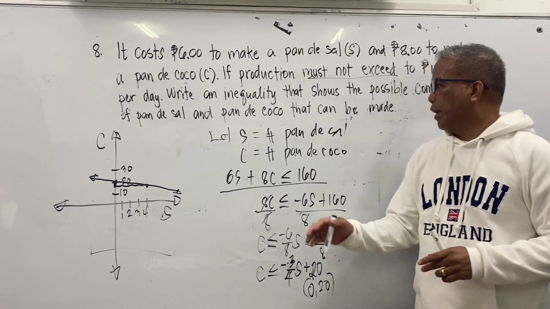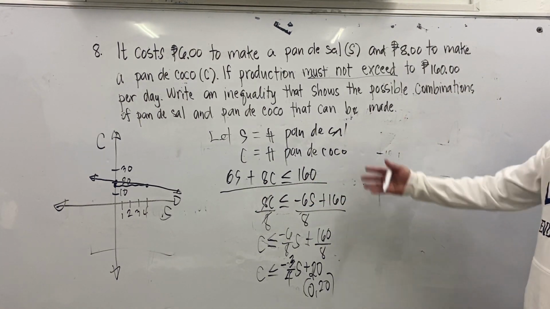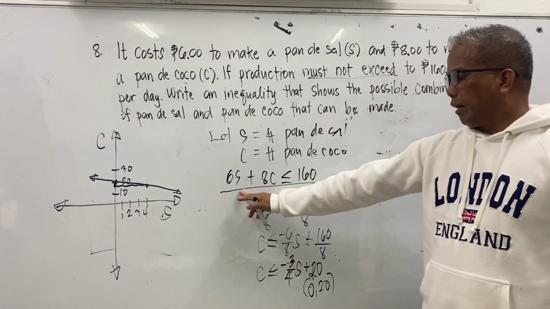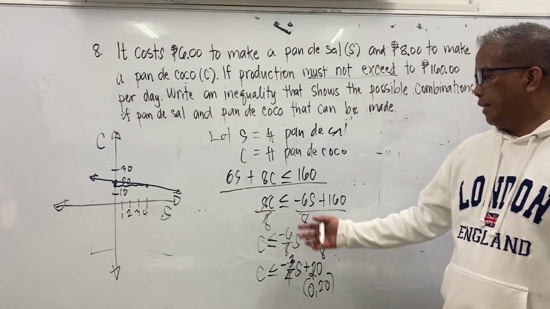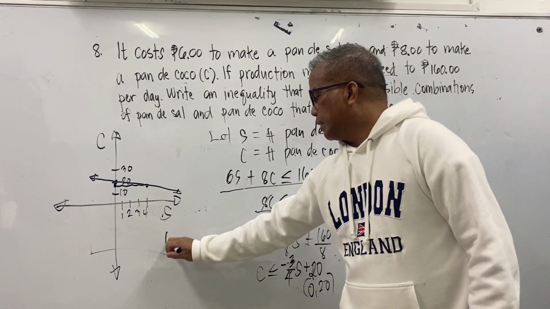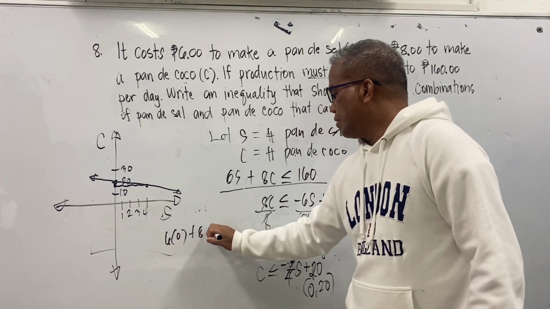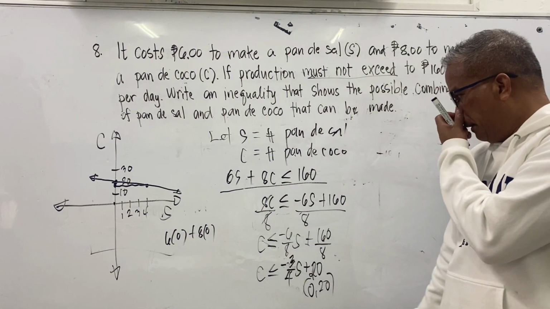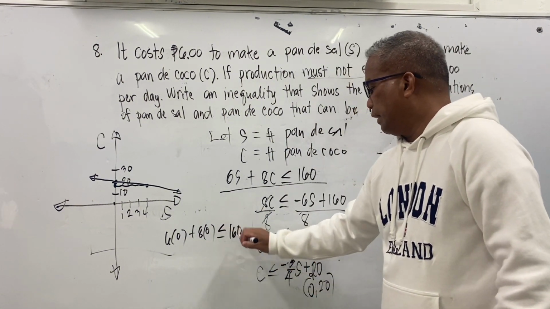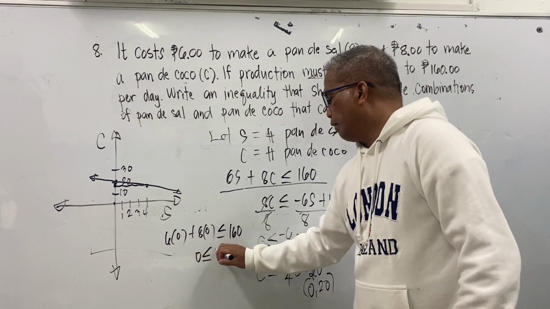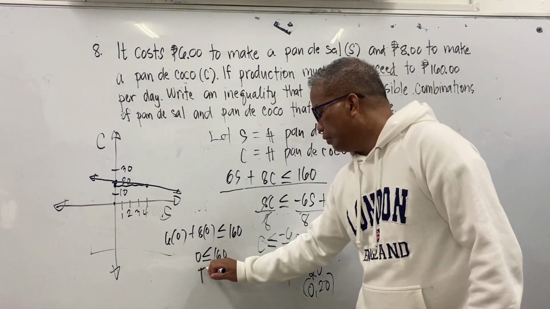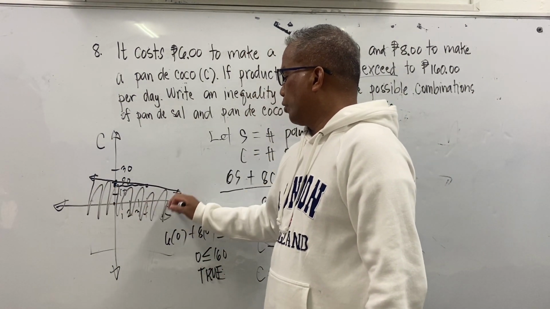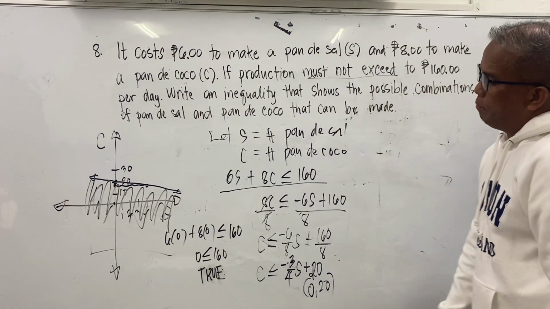We're looking for the possible combinations of pandesal and pan de coco that can be made. Let's find the solutions of this inequality. If we replace 0 as the S and C, it will become 6 times 0 plus 8 times 0, because I'm using 0, which is below the boundary line, less than or equal to 160. So 0 is less than or equal to 160, it's true. So it means we will shade this area, this portion. We're looking now for the possible combinations.